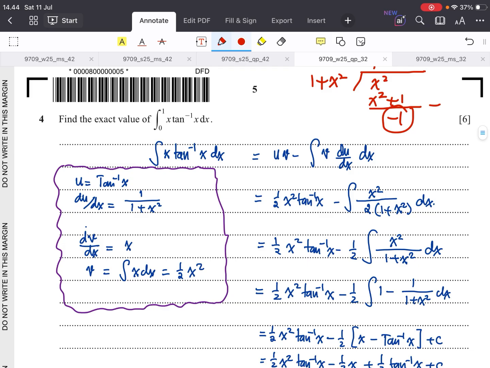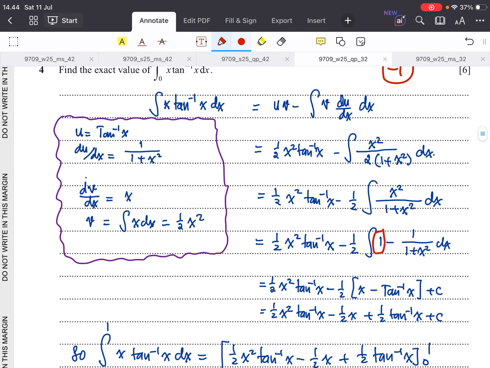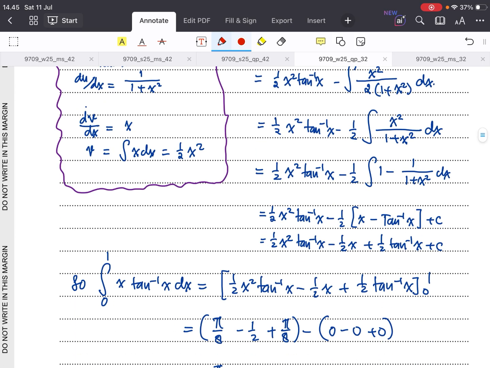So this one can be split into this expression. And then we can do integration one by one. So negative half, this one is already final. We don't change anything here. But for this integration, the integration of 1 is x. And again, we use the list of formula given to you during the exam. The integration of 1 over 1 plus x squared is tan inverse x. Since this is indefinite integration, we put c. So we simplify it into this form.